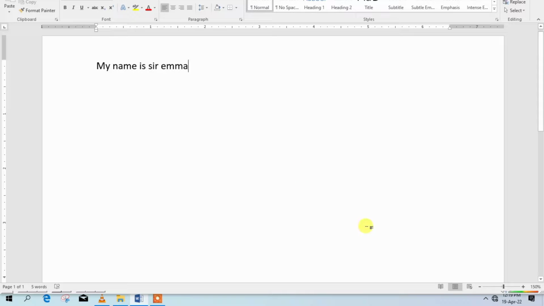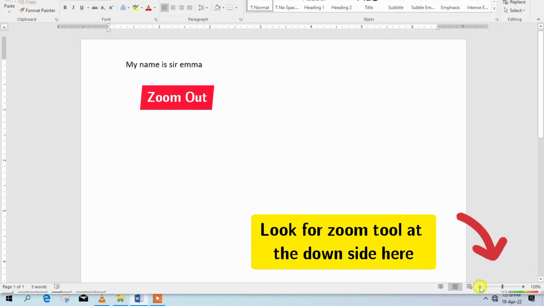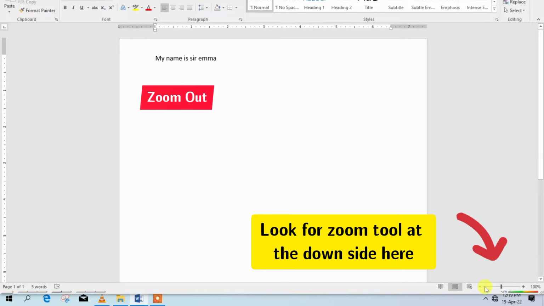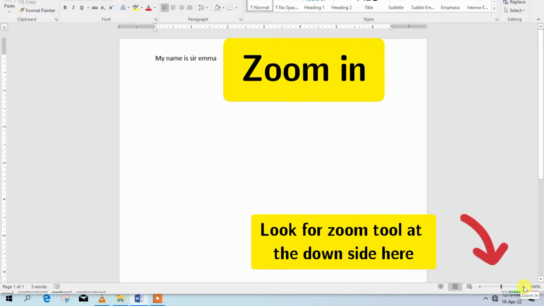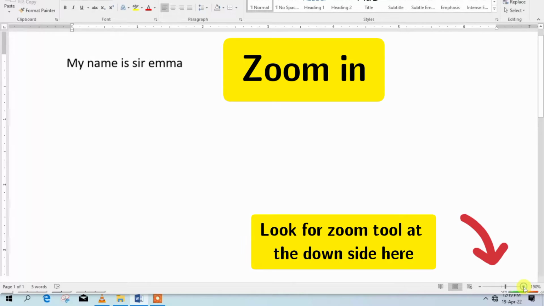After that, let's look for zoom at the downside here, where the arrow is indicating. Now let's use the minus sign to zoom out. Continue pressing it to zoom out. After zooming out, you can also use the plus sign to zoom in. Continue pressing it.